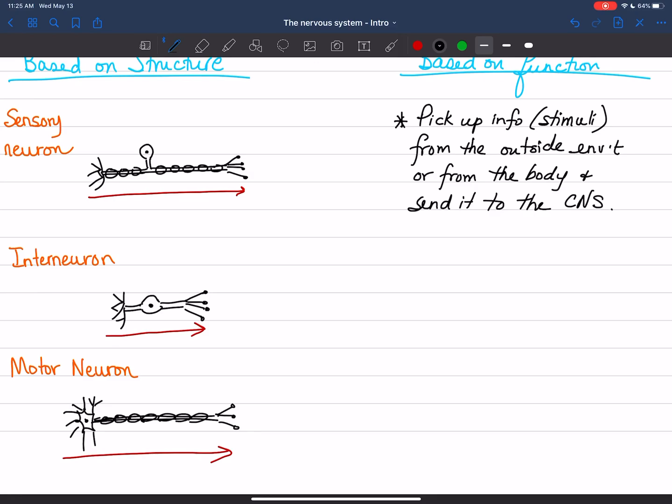Interneurons, these guys, they transmit information just within the central nervous system. So for example, these guys would be the communication link between the brain and the spinal cord.